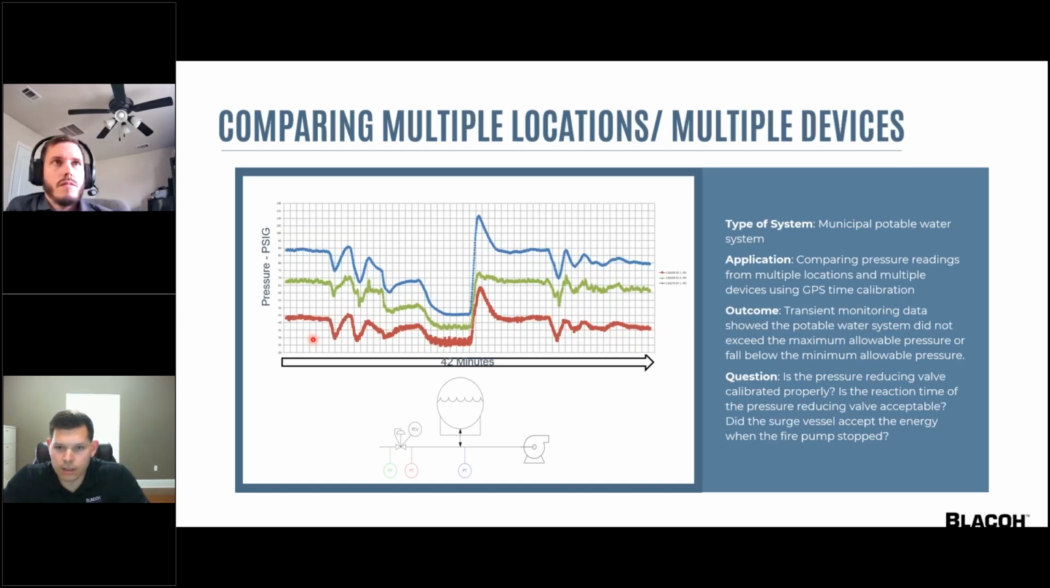And so now let's look at the series of events. This first flat section you see here, that's going to be our system static pressure. And then we can see the downstream valve that opens and creates a large upsurge in pressure. And we can see how that surge vessel is accepting that energy. And then the fire pump stops, which creates another large upsurge in pressure. And again, that surge vessel is accepting that energy and keeping our potable water system within an allowable range.